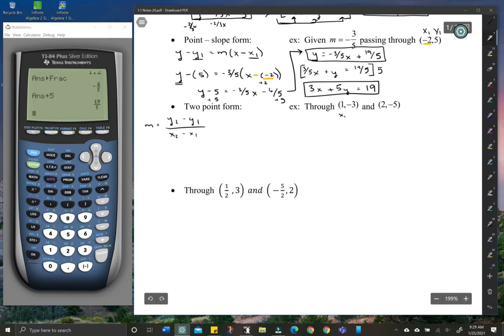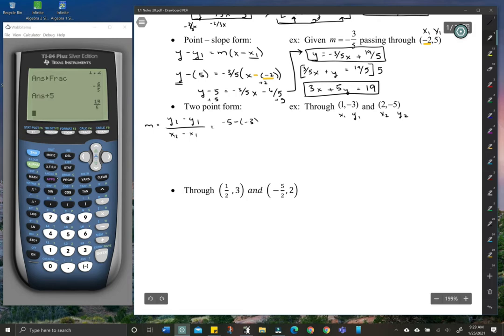It doesn't quite matter as long as x and y are labeled, and that's just going to help you plug things in. Students typically mix up y's and x's, so we're just going to make sure we get them right. So negative 5 minus negative 3. You can get tricky with the negatives, so take your time.